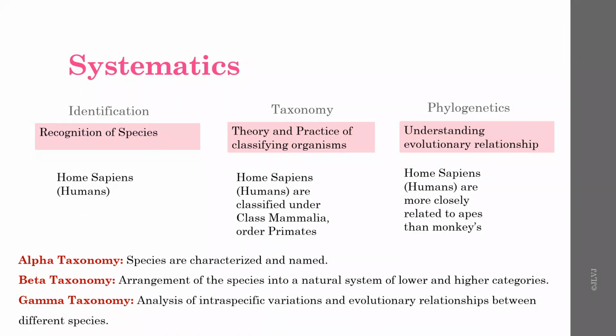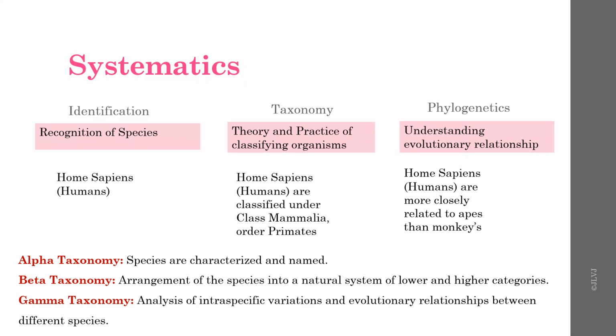And this actually falls under systematics, and systematics is broader, which involves identification, taxonomy, as well as phylogenetics. In identification, when we have to identify something, definitely we have to start with its name. For example, if we saw one insect, definitely our next interest will be, who is that? Similarly, in the case of humans, we identify this as that, and in zoology a scientific name is also given, like Homo sapiens.